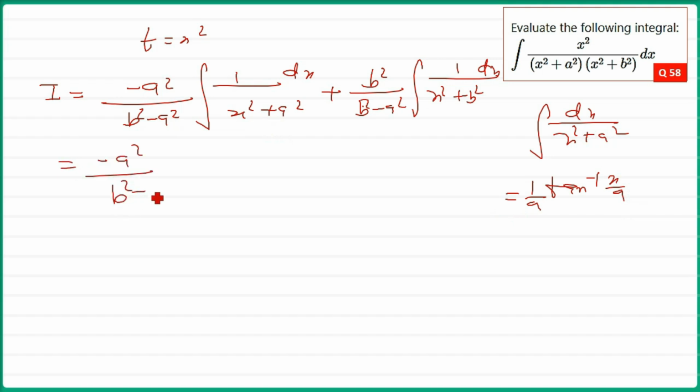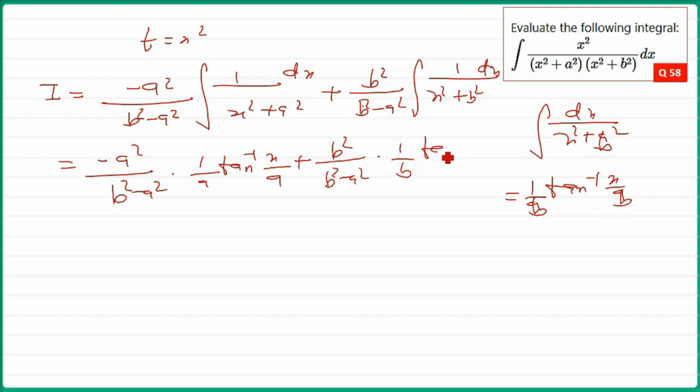So minus a square divided by b square minus a square, and 1 by a tan inverse x by a. Now b square divided by b square minus a square. Now if I replace this by b, it will be 1 by b tan inverse x by b. So you can have it here, 1 by b tan inverse x by b plus a constant of integration. That's your final result. You have already achieved the answer which was expected out of you.